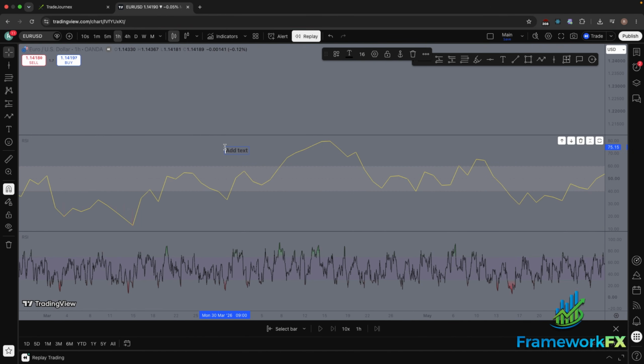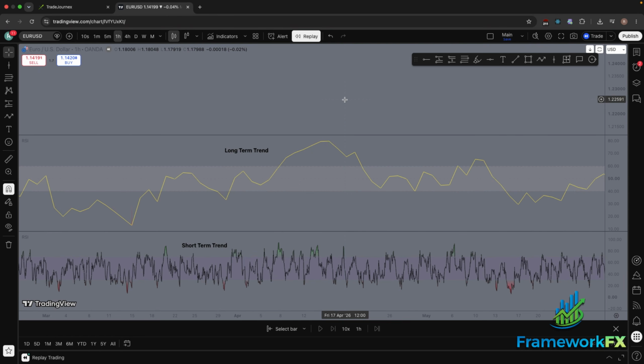Firstly we've got this top one, which for me is representing the long-term trend, and below we have the short-term trend. Basically what we're looking for is to catch price when it's in a long-term uptrend, but in a short-term pullback. So what we're looking for is something like this. We want a long-term trend looking like that. Let's make that yellow, and this will represent our long-term trend.